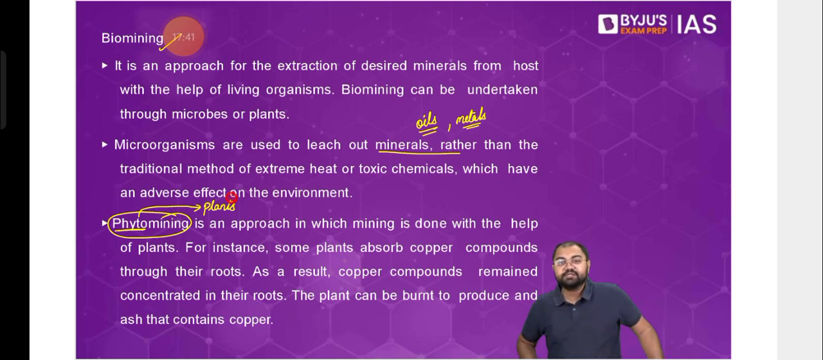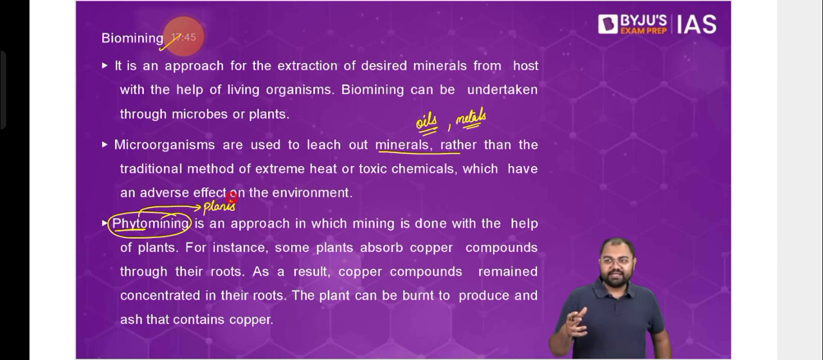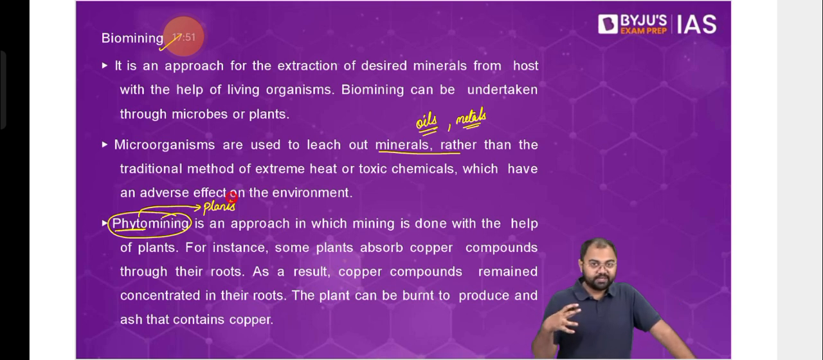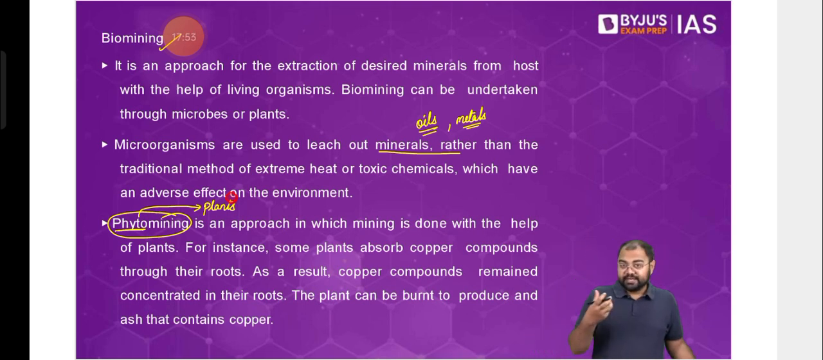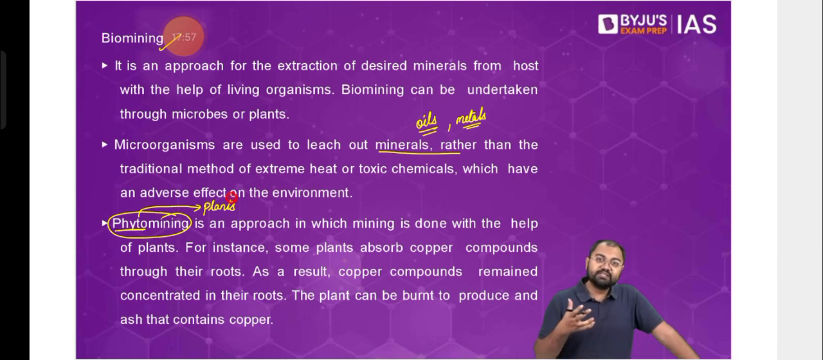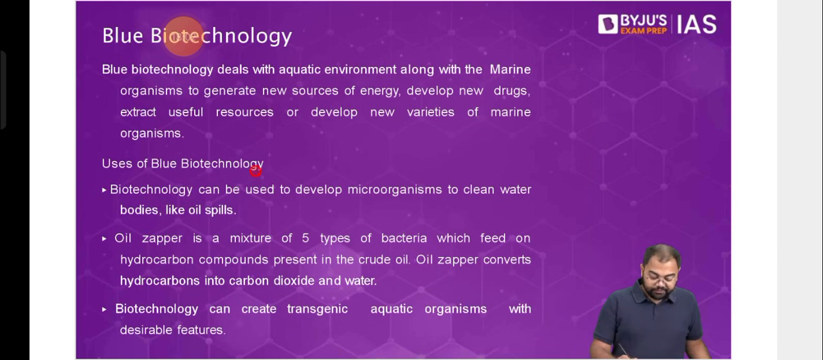All right. So many times the roots of the plants can be used. Let's say you have soil which has a dilute concentration of copper. In that case, these copper ions can be absorbed with the help of the roots of a certain tree or plants that are growing in that area. And then from those roots, we can actually extract copper. Many times we can burn the roots, and from the ashes we can collect copper. In this manner, the process of phytomining, which is a kind of biomining, is used. Then after that, we have blue biotechnology.